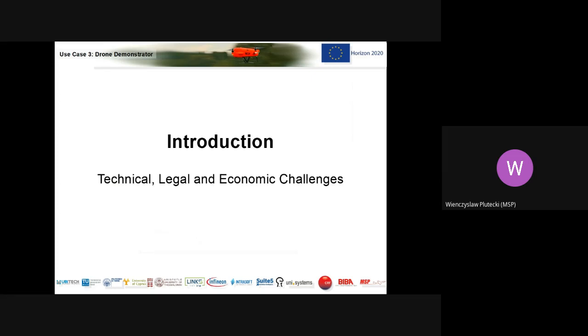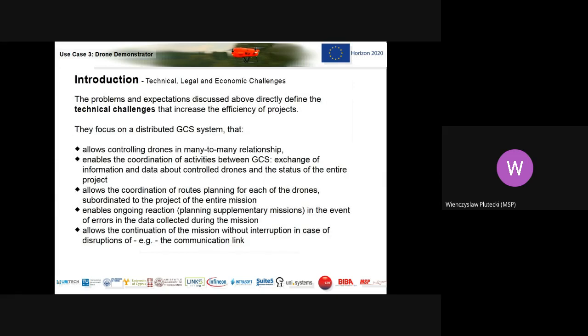So concerning these issues, what are expected challenges for the system? The main technical challenge concentrates around a distributed ground control station system. The system that would allow for controlling drones in many-to-many relationships. This means that one ground control station could control more than one drone at one time. And also one drone can switch the connection from one control station to another.